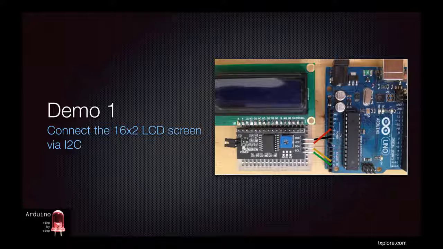In Demo 1, I show you how to connect the 1602 LCD to the screen and the Arduino. In Demo 2, I will add a second I2C device to the circuit, a real-time clock, and show you how the same I2C wires can be used to drive both devices by displaying the time from the clock to the LCD screen.